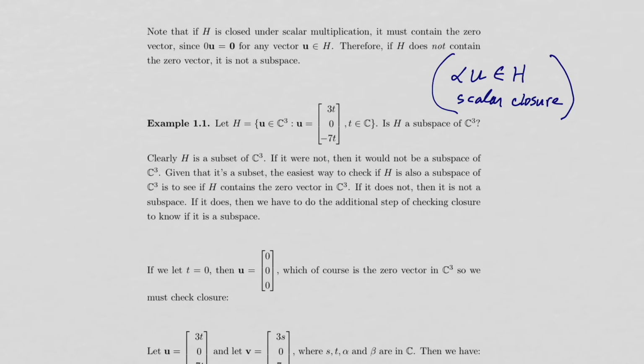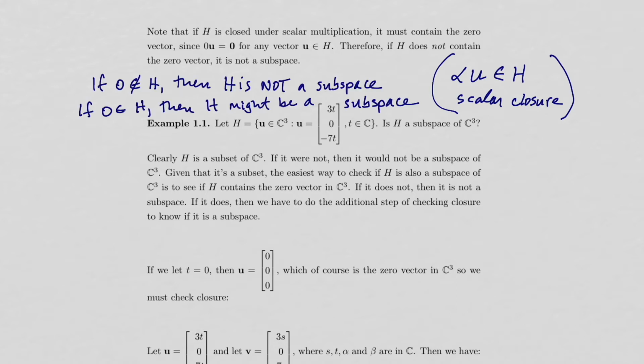However, the converse is not true, and we have to be very careful about that. Just because the 0 vector is in H does not mean that H is a subspace. So we can summarize that like this. If 0 is not in H, then H is not a subspace. If 0 is in H, 0 is an element of H, then it might be a subspace.